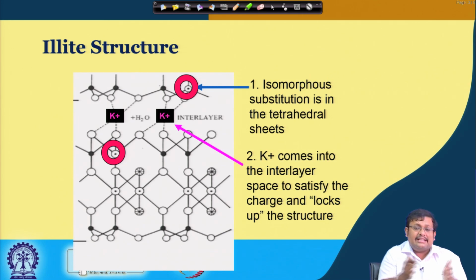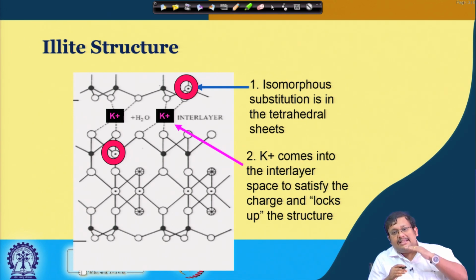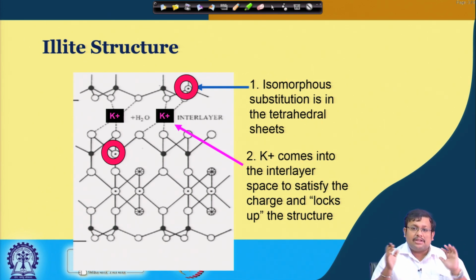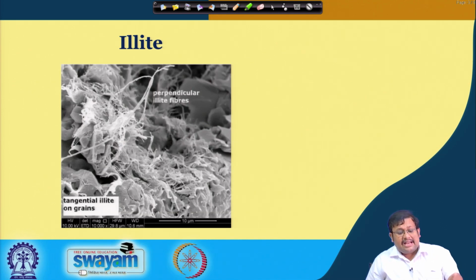So, as a result of tetrahedral isomorphous substitution, there is negative charge developed on the surface, and this negative charge is satisfied by these potassium ions, which come into the interlayers, making it a locked structure. As a result of that, illite is basically known as a non-expandable or minimum swelling type of mineral. So, this is an illite electron microscopic picture. You can see it basically appears fibrous under the electron microscope.